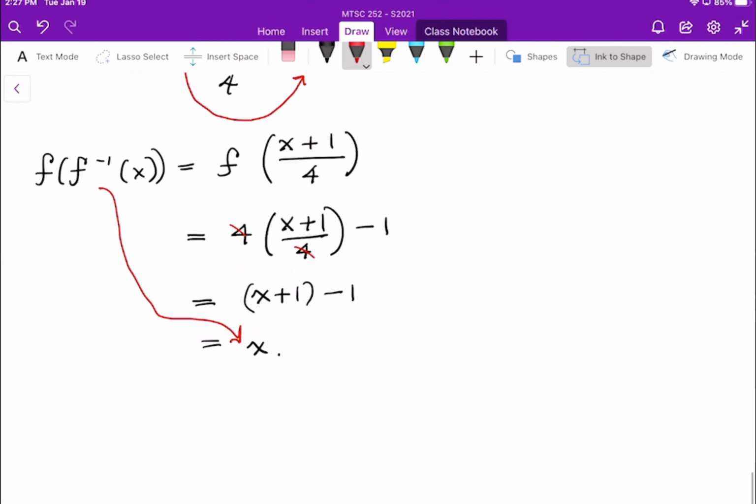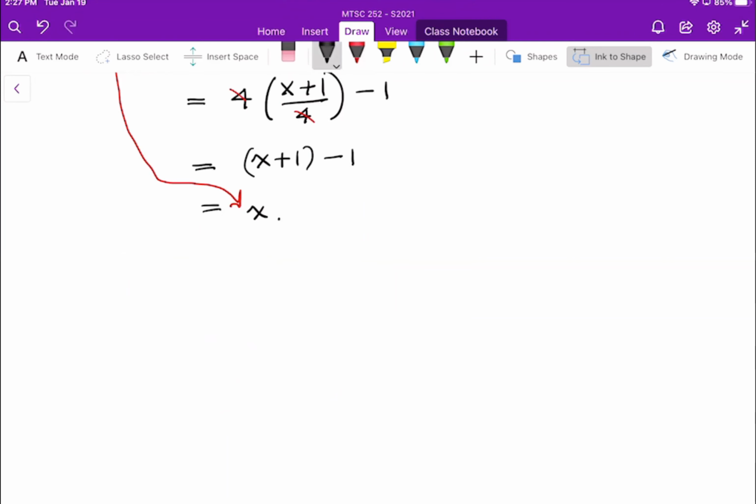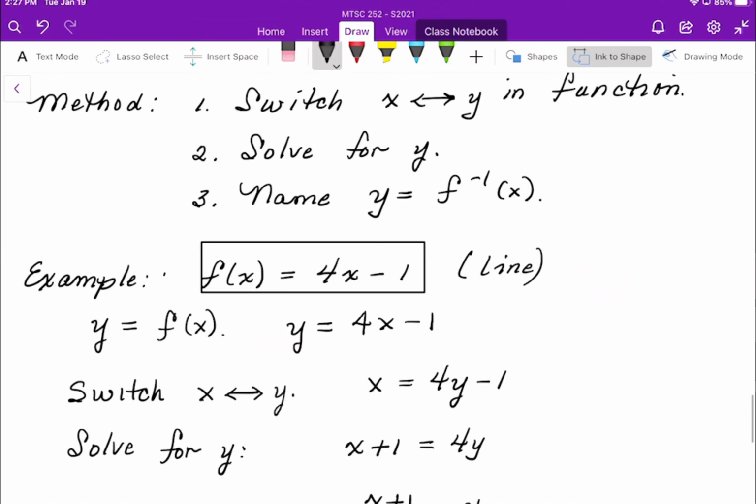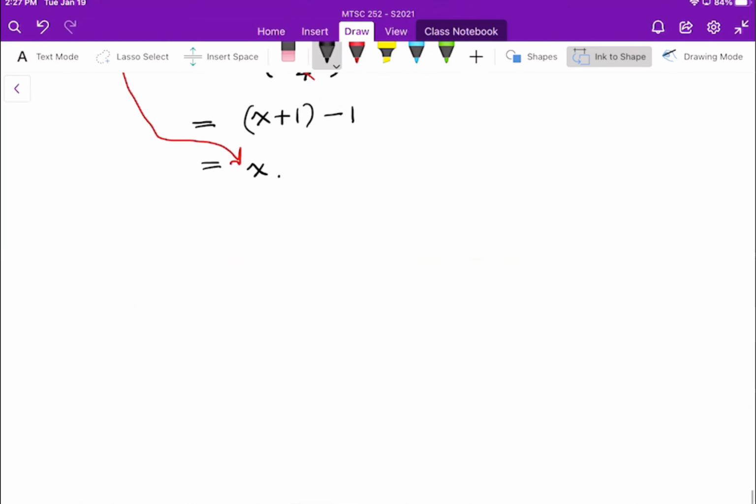So let's do something really easy. So let's start off with f of x equaling x cubed. So we said that thing is 1 to 1. It's not a line, it's a cubic function, but it's 1 to 1. So therefore it has an inverse. So we're going to start off with y is equal to x cubed. Then we're going to switch x and y. So now we're going to get x is equal to y cubed.